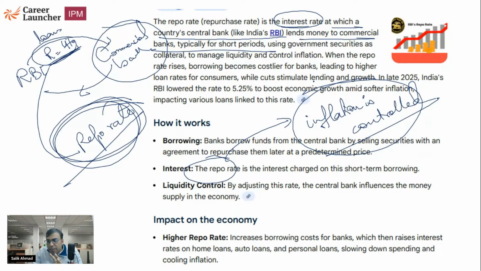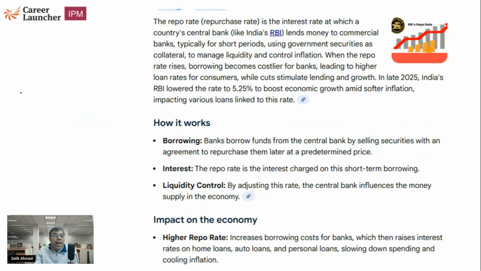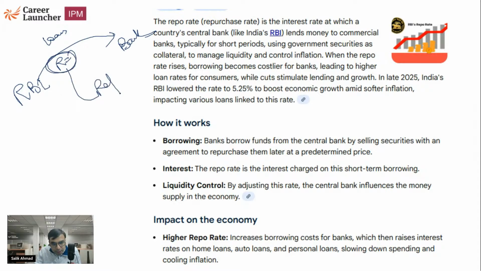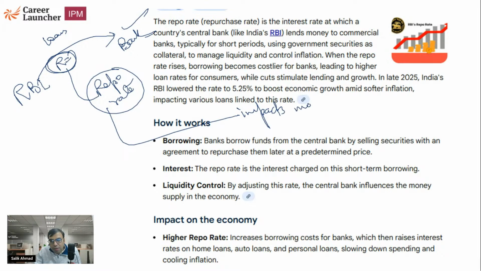So currently we don't have time, but just have an idea that RBI extends a loan to a bank, and the interest rate on it is called the repo rate. And changing this interest rate impacts money supply in the economy and impacts inflation. That is what you should be knowing. Okay.